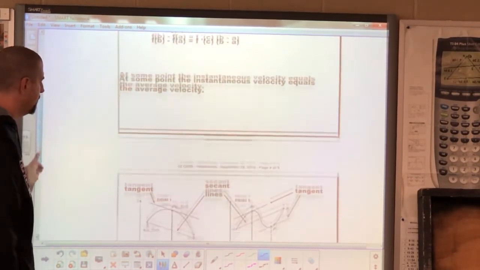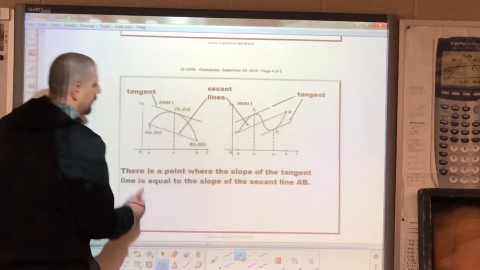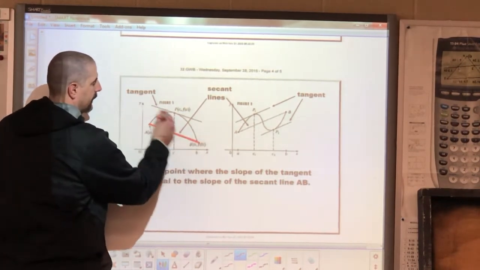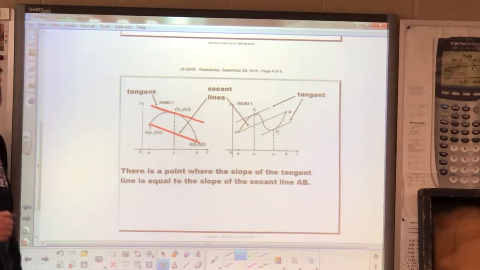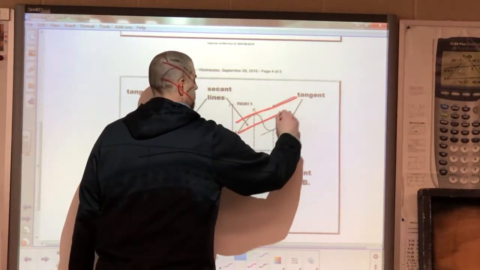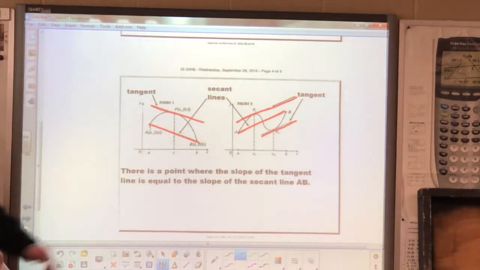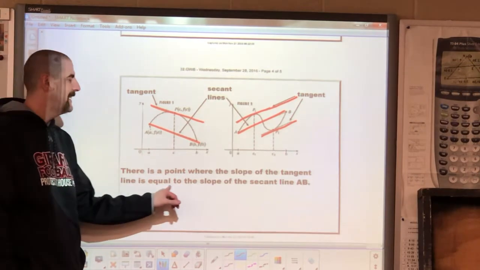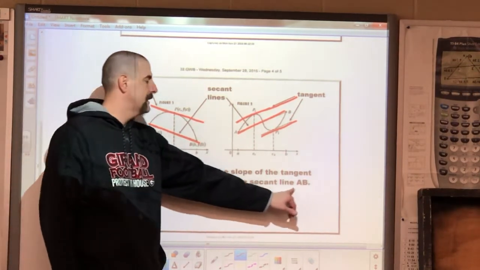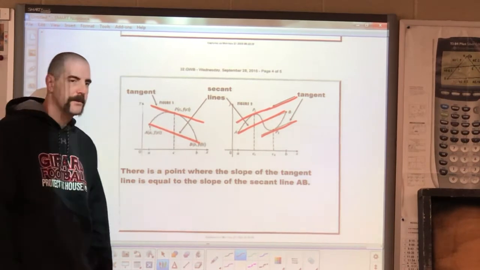Okay, so here's a pictorial example. Here is a line. Here is another line. What do you notice about their slopes? They're equal. Over here, here's a line, here's a line, here's a line. What do you notice about their slopes? They're equal. There is a point where the slope of the tangent line is equal to the slope of the secant line. Somewhere on the graph, that exists. That's what the mean value theorem says.